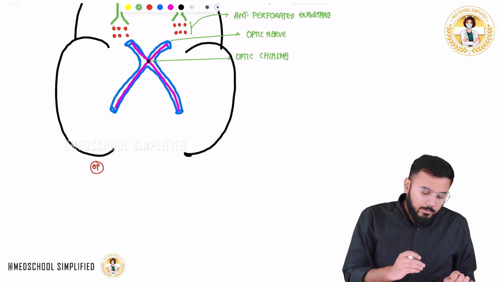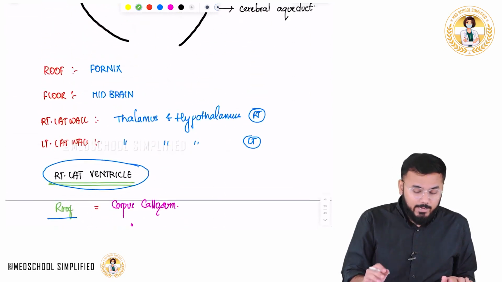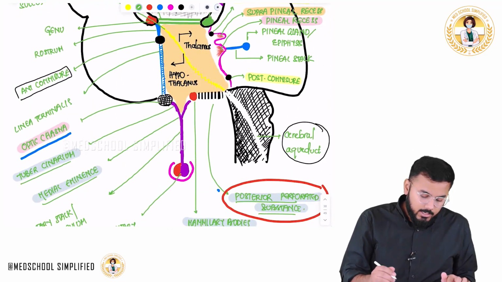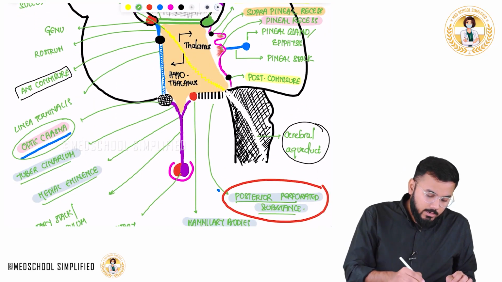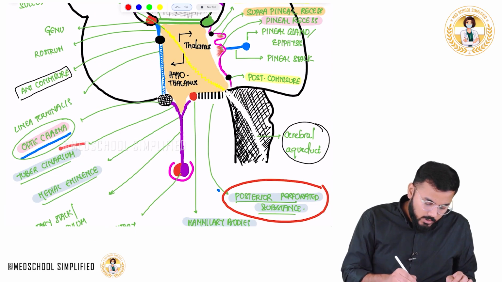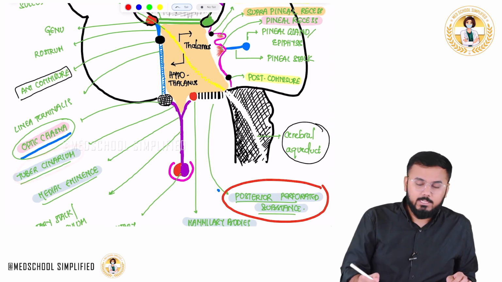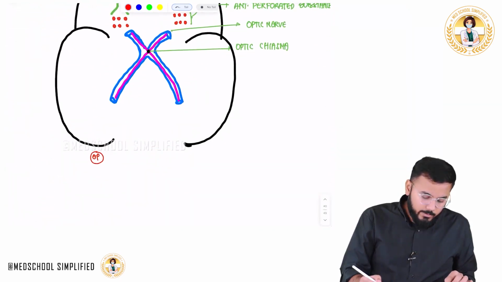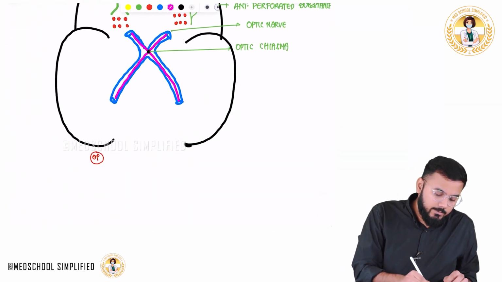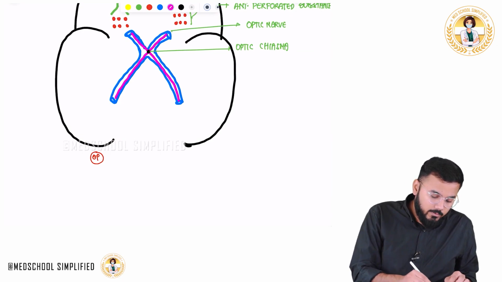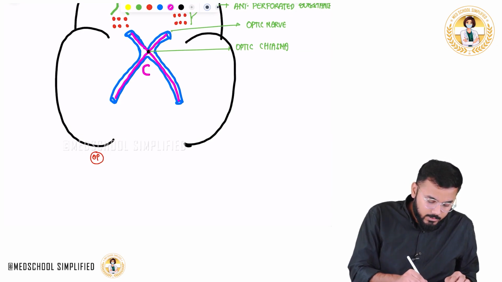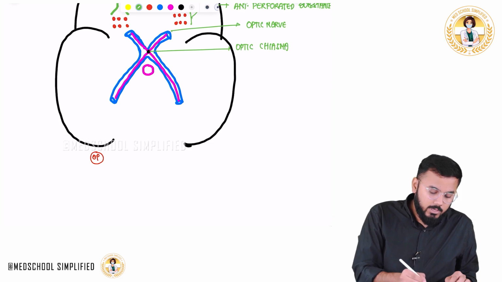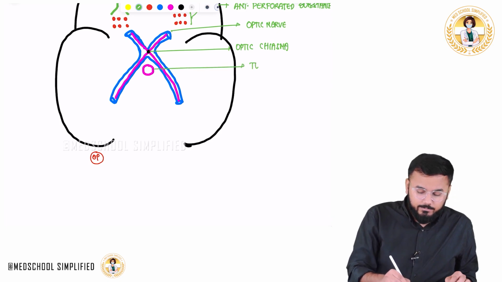Right? Now, behind the optic chiasma, let us look at this picture. So first we have the optic chiasma over here, right? Behind the optic chiasma, what do we have? We have the tuber cinereum, right? So let us draw the tuber cinereum over here. Where is that tuber cinereum? This particular thing over here is your tuber cinereum.